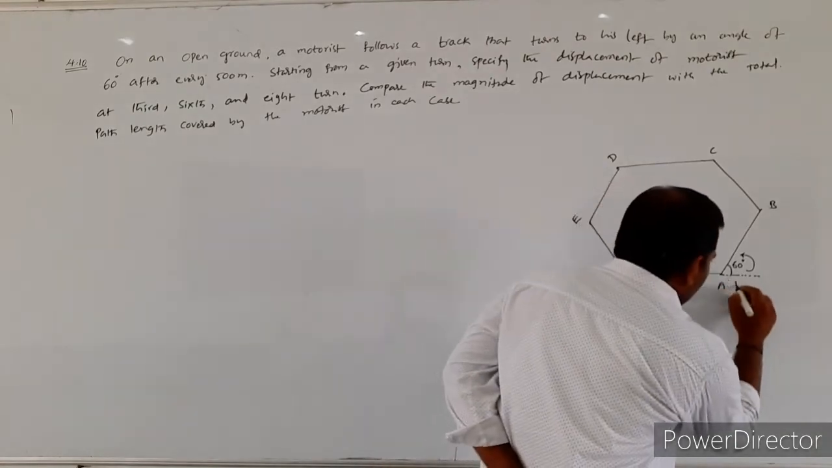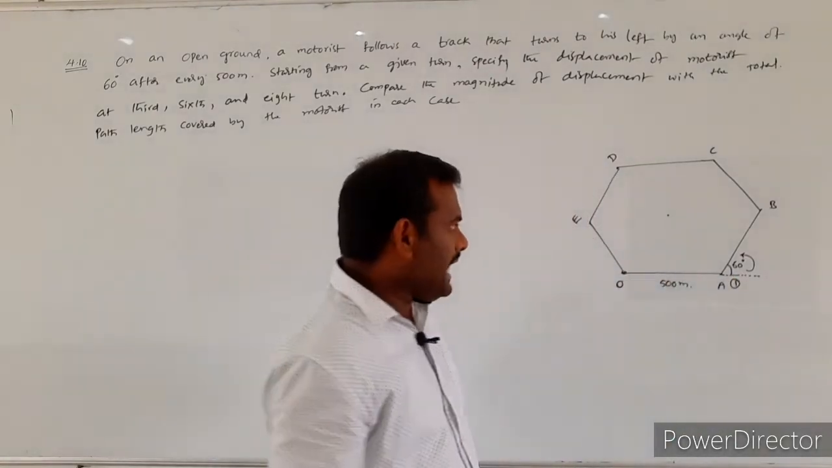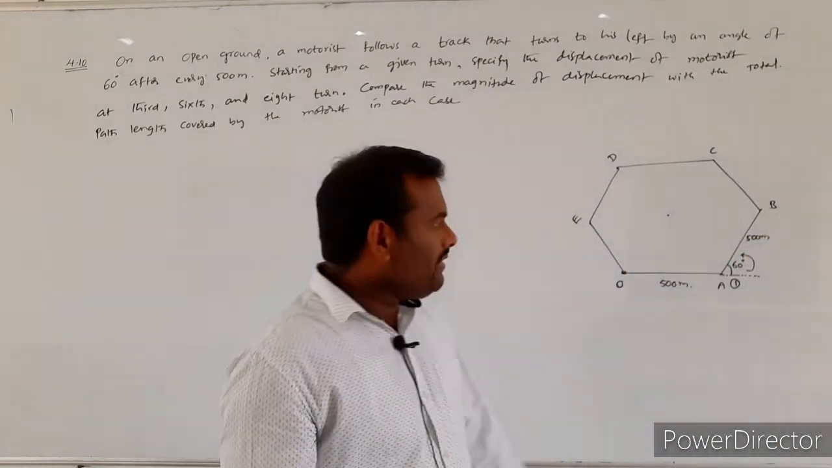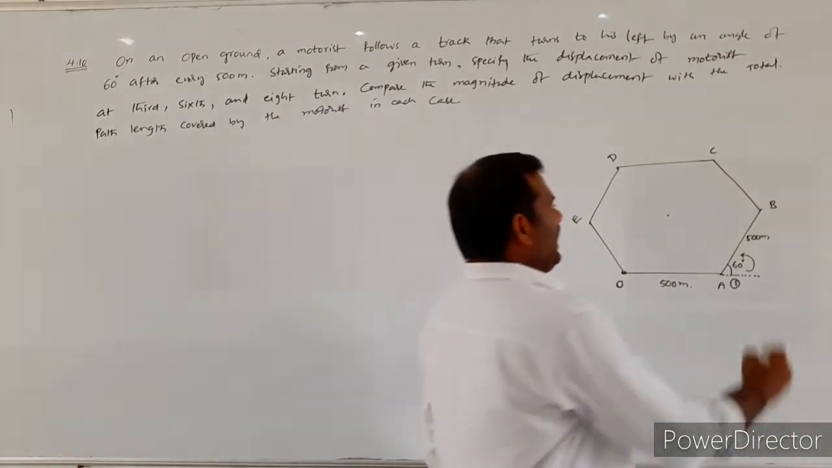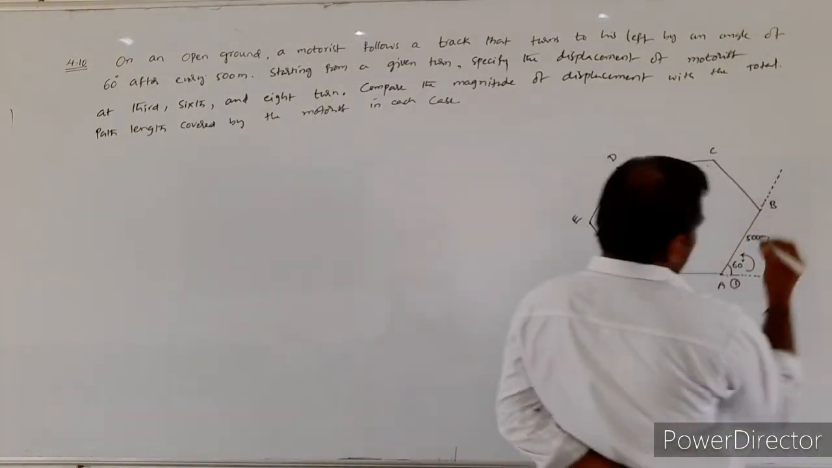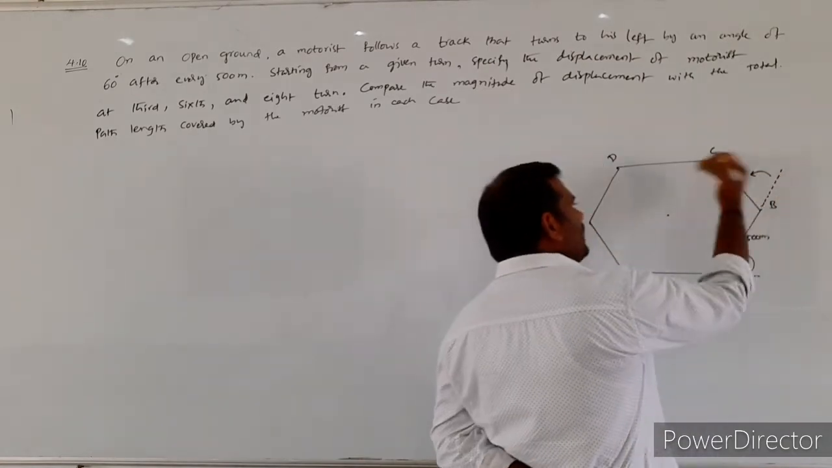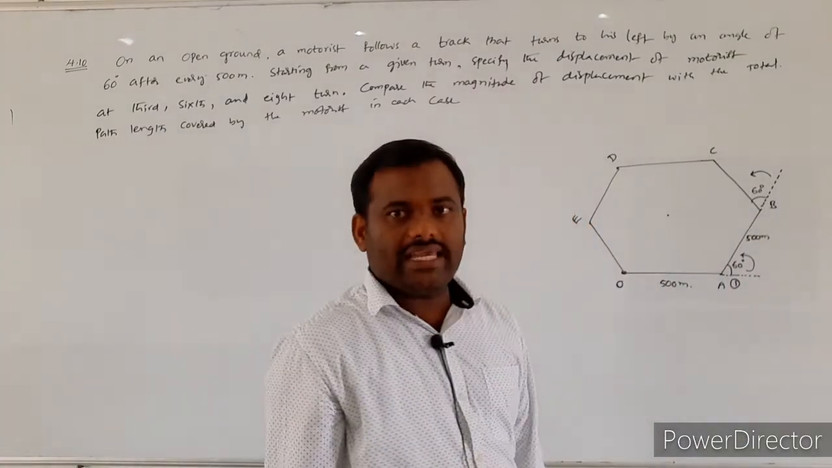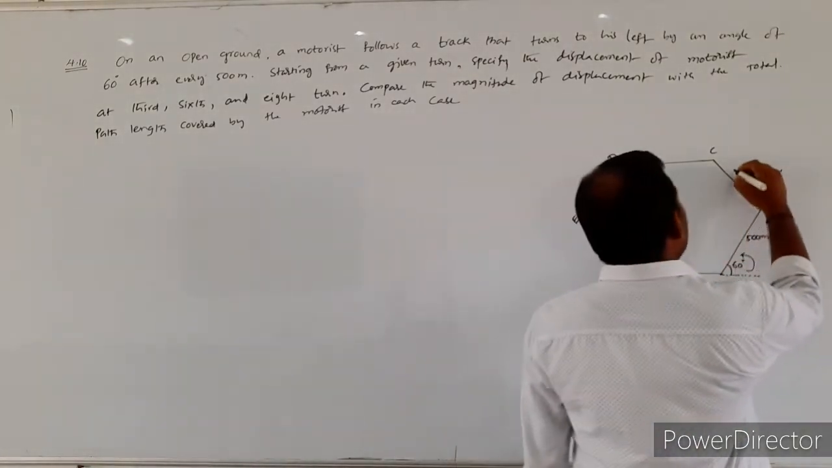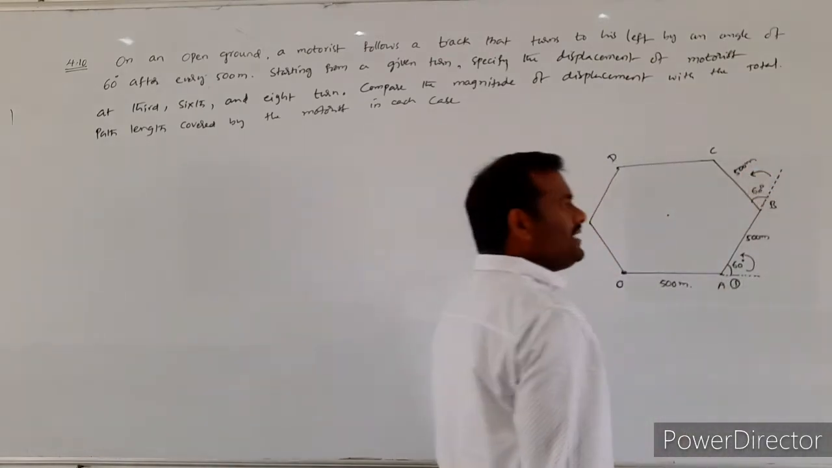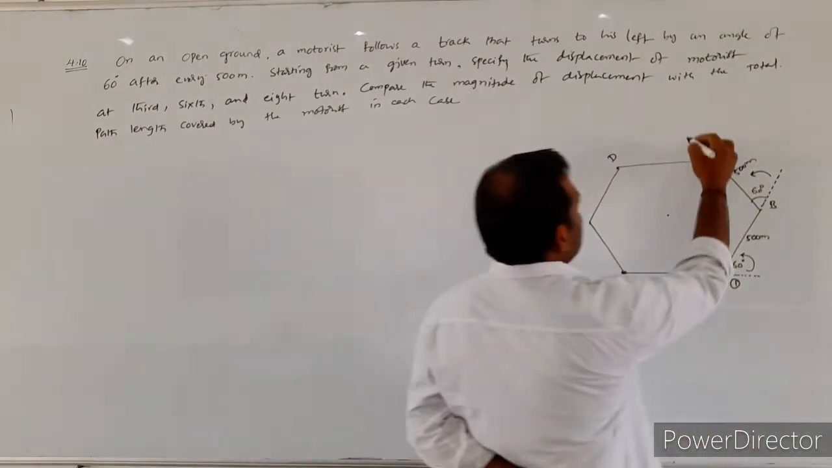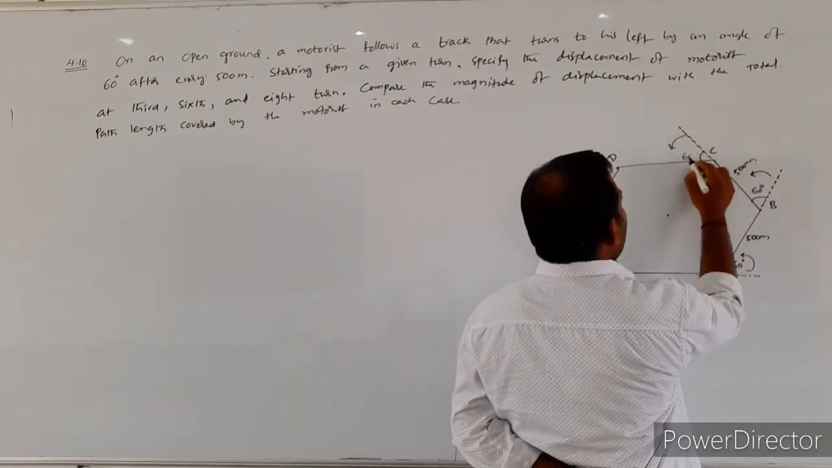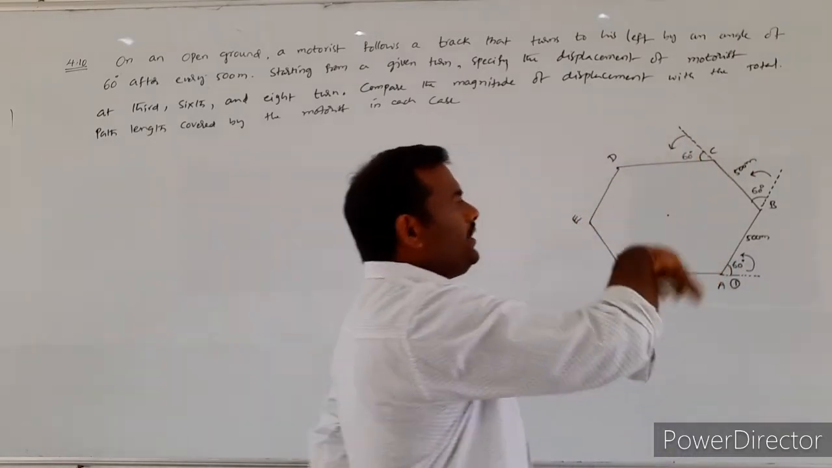So this is the first turn. Again he travelled a distance of 500 meters. After the completion of 500 meters, again he took a turn to the left side, again by 60 degrees. Again from B to C also he travelled the same 500 meters. Again he will be taking the left turn through 60 degrees. So this will be continuously going on.